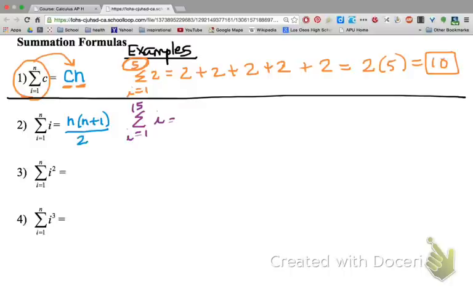Okay, so on this next one, again, here's the formula: take whatever n is, and then multiply by the next larger number and divide by 2. So let's say, for example, that I was looking at this summation of I from 1 to 15. Really, all I'm doing is I'm adding up the terms 1 through 15.